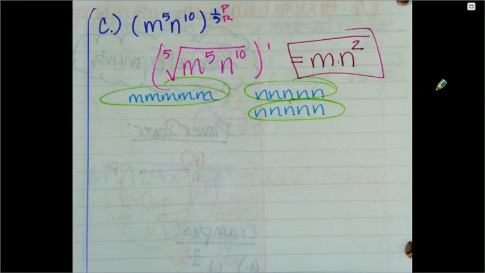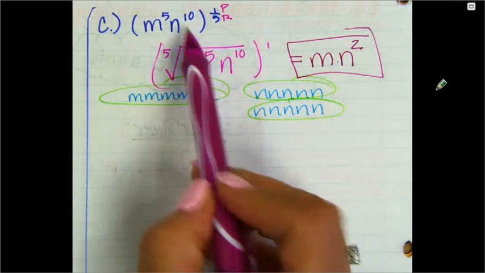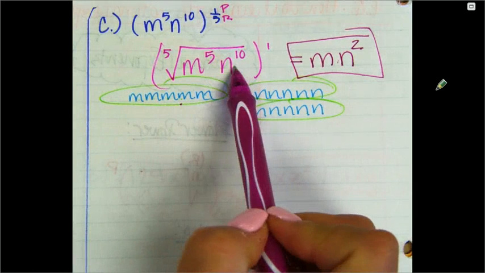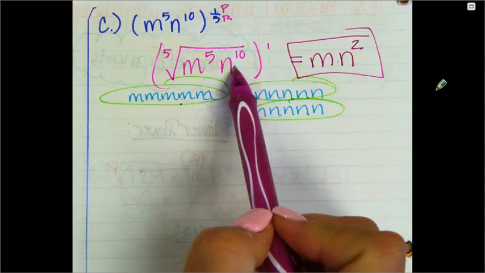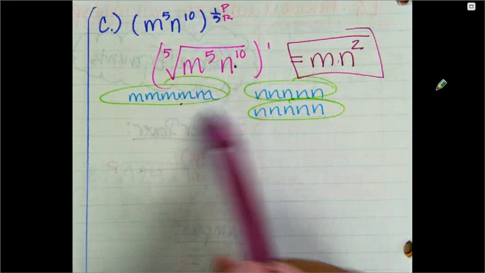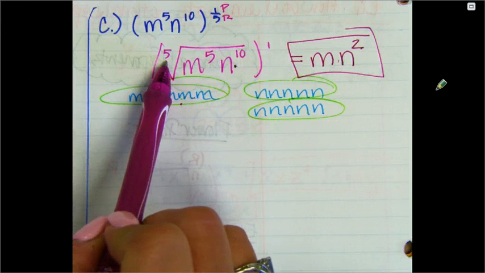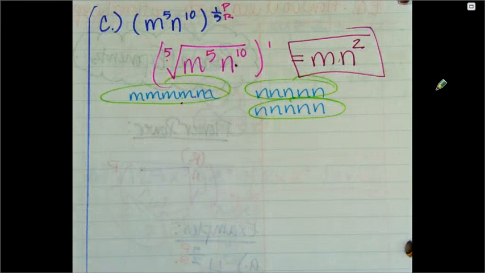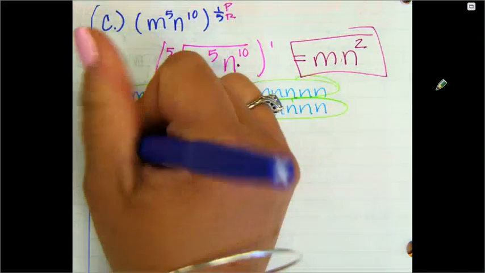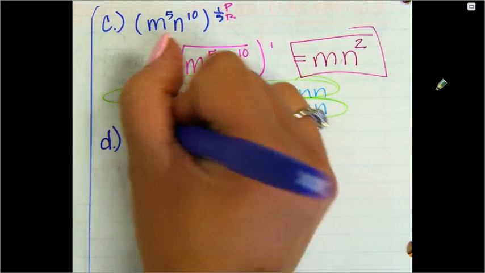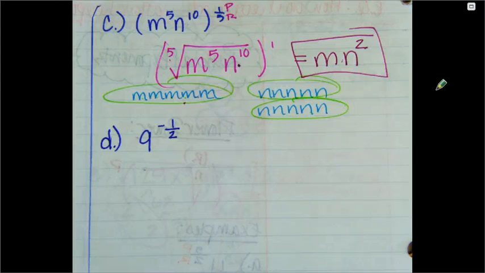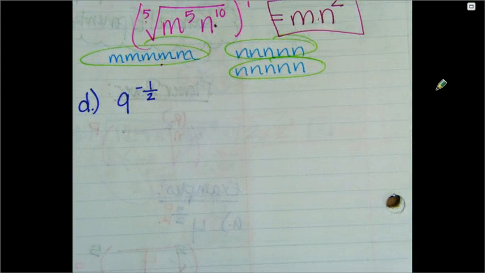Some of you were right. You do not get to go from here to here until you do this. Do you understand? Make sure it's groups of 5 because it was a 5th root. Good? All right. Because I like to confuse people. 9 to the negative 1/2.